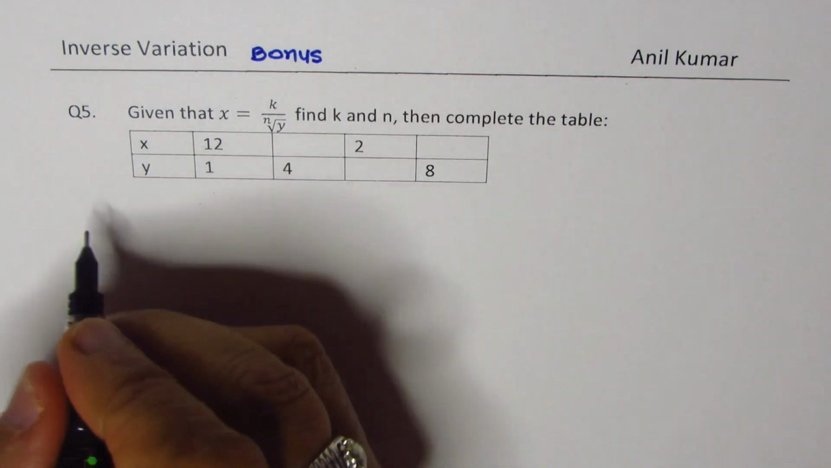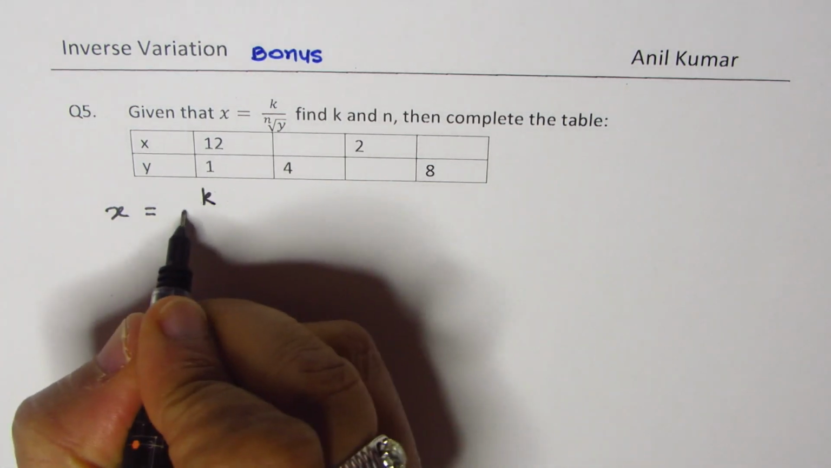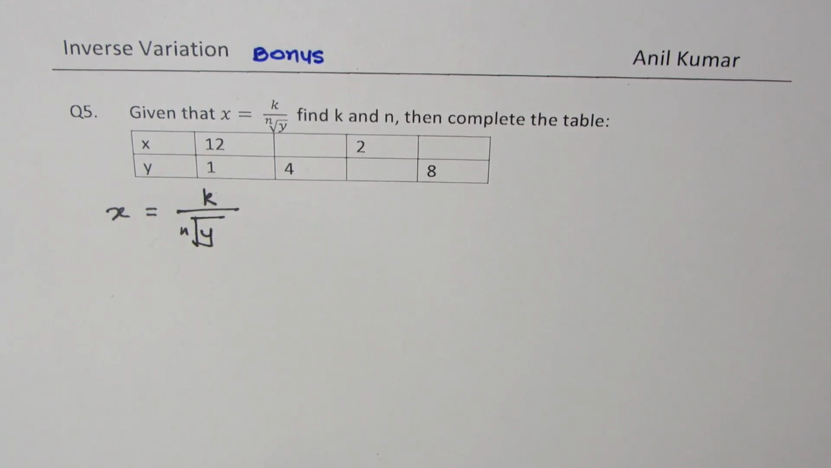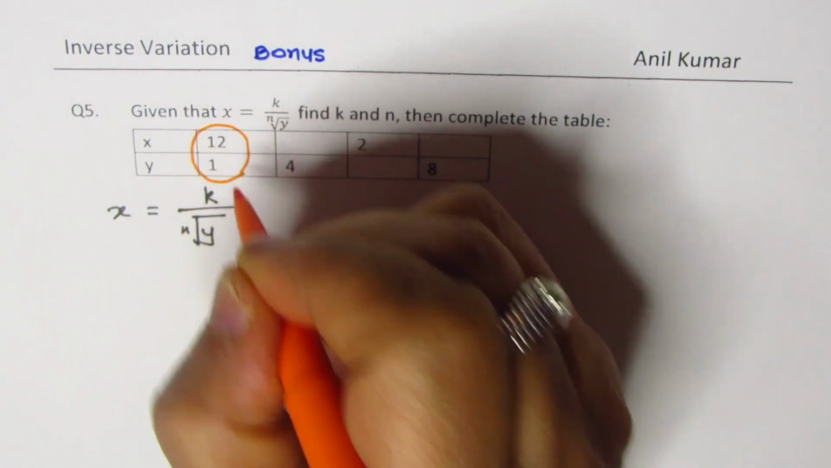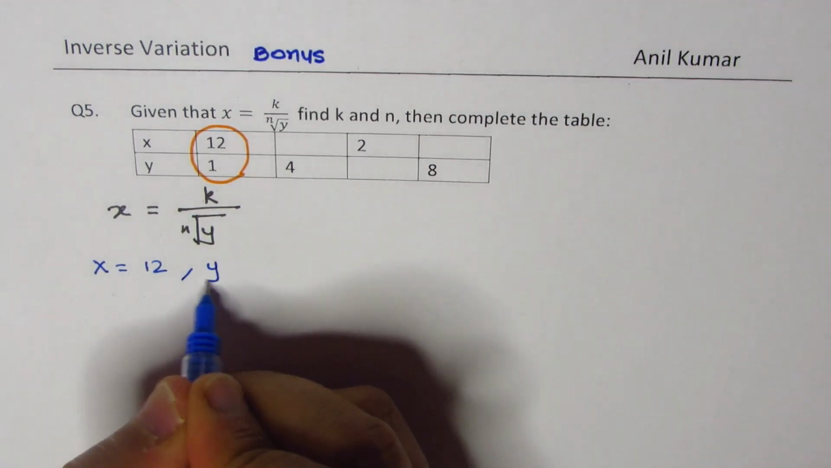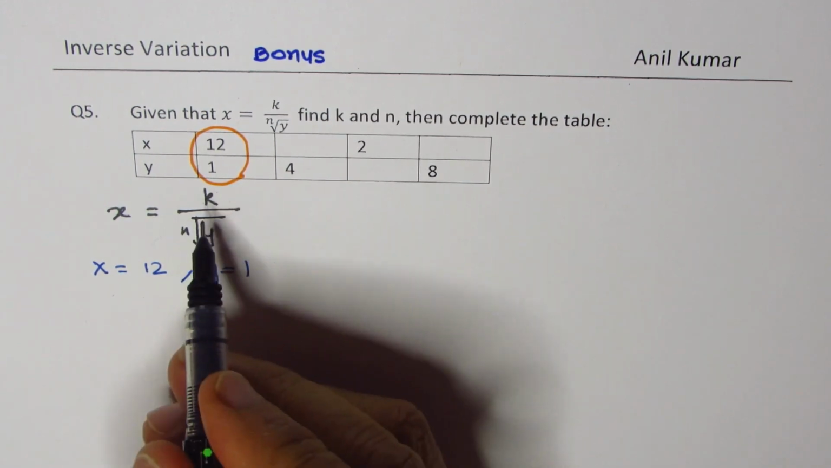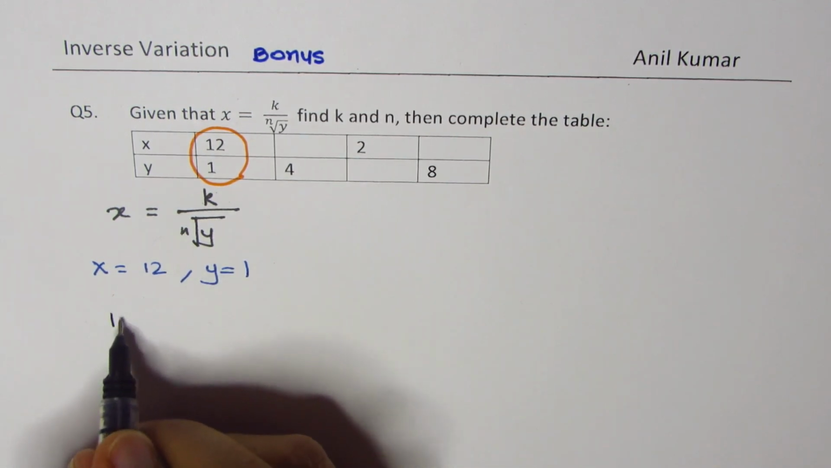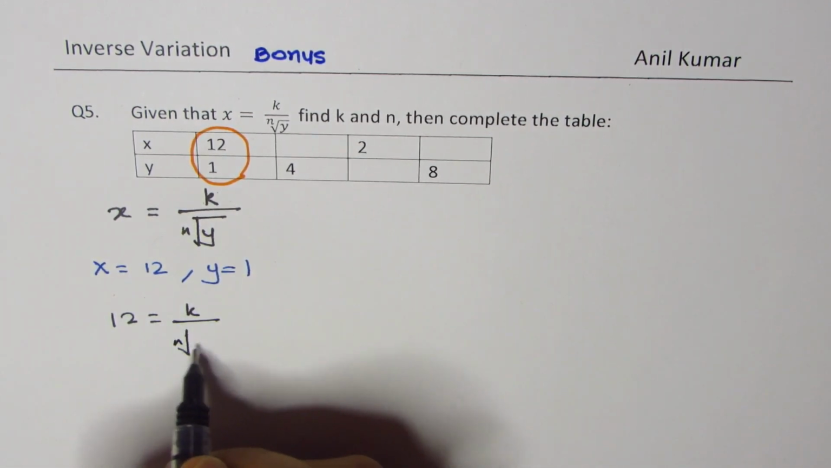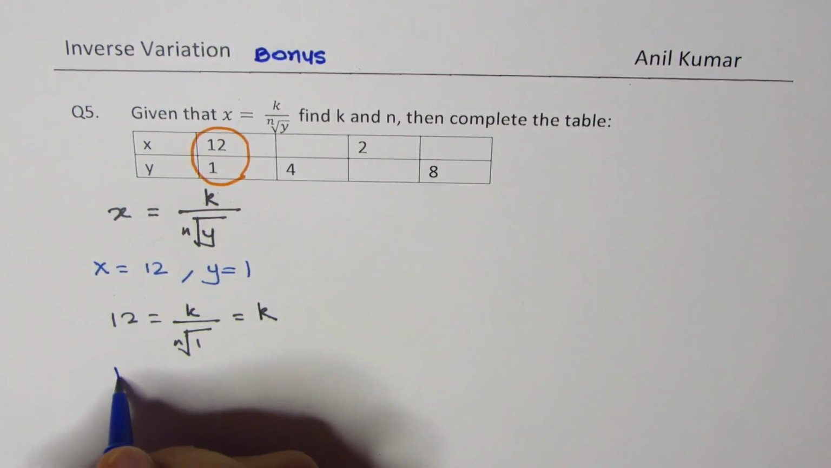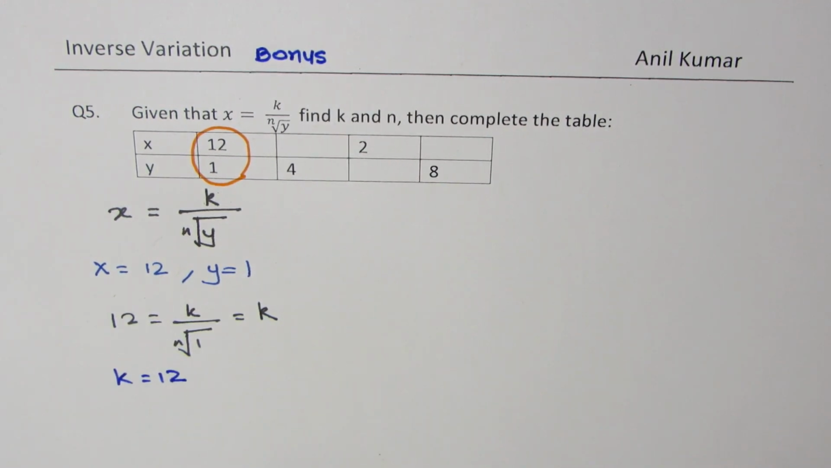We are given that x is equal to some constant k over the nth root of y. We are given one set of values, 12 and 1, so let us substitute these values. We know x is equal to 12 and y is equal to 1. So we get 12 equals k over the nth root of 1, which is just equal to k. So we find that k is equal to 12.